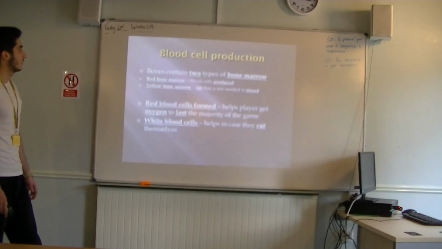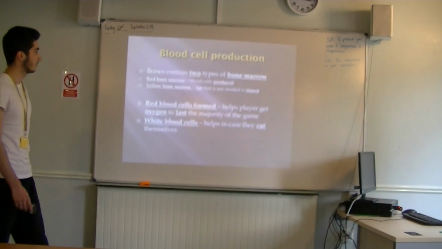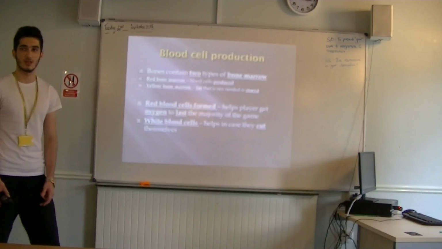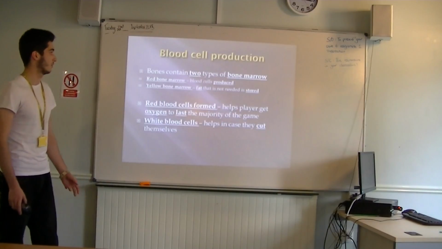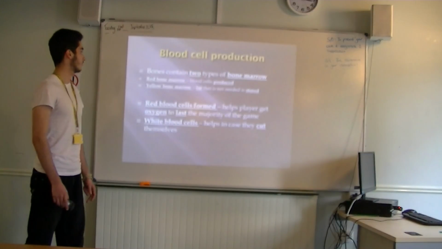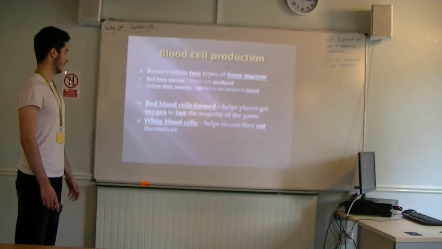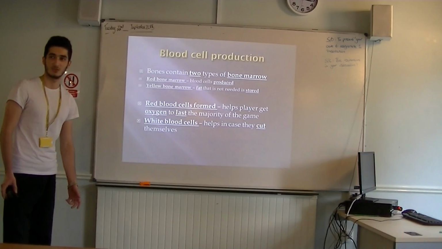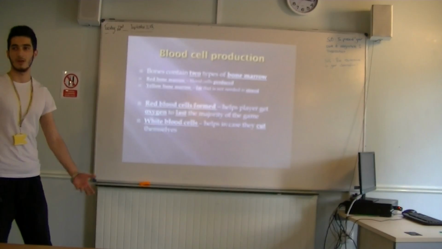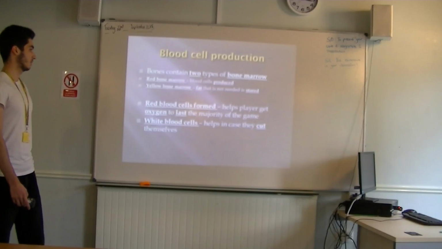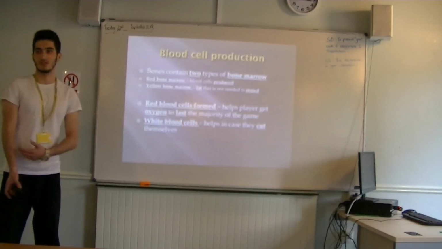Another function is blood cell production. Bones contain two types of bone marrow: red bone marrow, which is used for blood cell production, and yellow bone marrow, which stores fat that is not needed. Red blood cells help players get oxygen to last the majority of the game. For example, it helps a rugby player last the whole game without getting tired. And white blood cells are used for minor injuries such as cutting themselves.